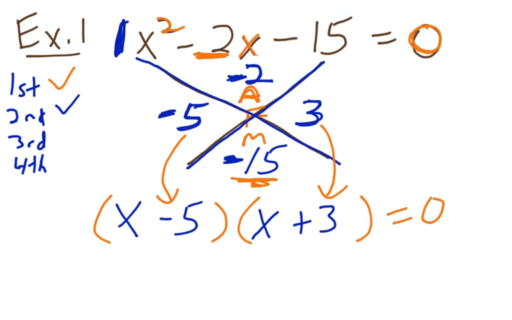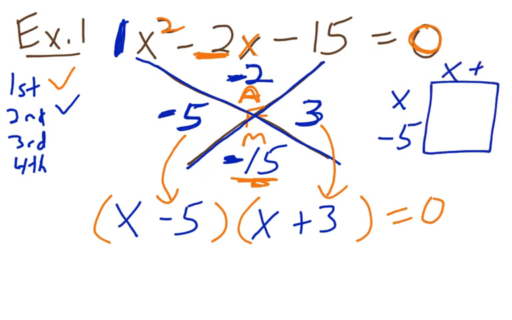Third step, we want to check it. So the box method is when you write your 2 factors using a column and a row, and then just make a box for each of those terms. So it's x times x, which gives us x squared, negative 5 times x, which gives us negative 5x.